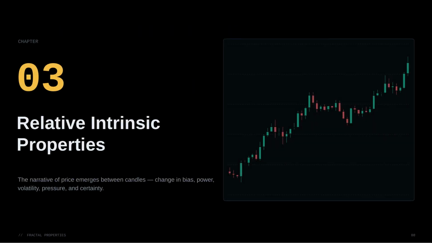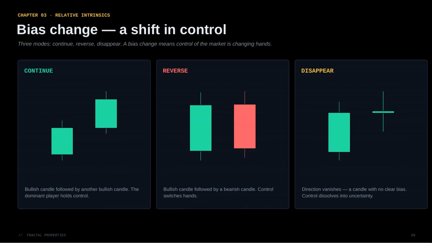Chapter 3. 1 candle qualifies and quantifies, 2 candles tell a story. Relative intrinsic properties are where the narrative of price action begins. Bias change has exactly 3 modes. Continuation, a bullish candle followed by another bullish candle. The dominant player holds control. Reversal, bullish followed by bearish. Control switches hands. And disappearance, the next candle has no clear direction. Control dissolves. Every bias change is a statement about who is in charge of the market right now.